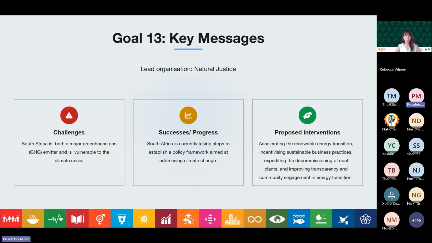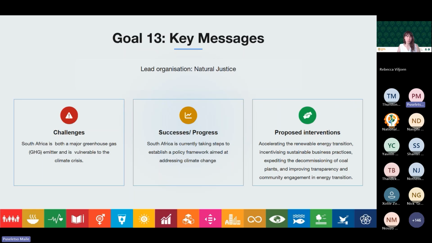Then in Goal 13 on climate action, we had Natural Justice leading on this. The challenges they identified included the fact that South Africa is both a greenhouse gas emitter and is also vulnerable to climate crisis. The successes that they identified included that South Africa is currently taking steps to establish a policy framework aimed at addressing climate change.